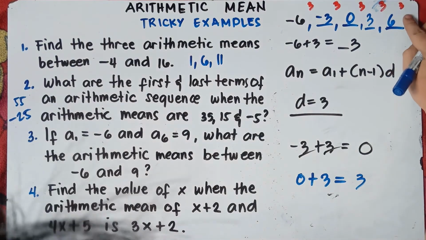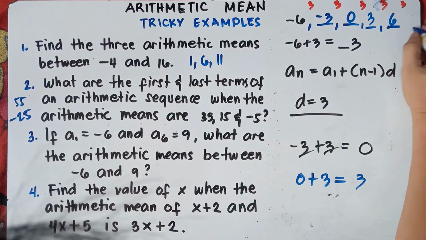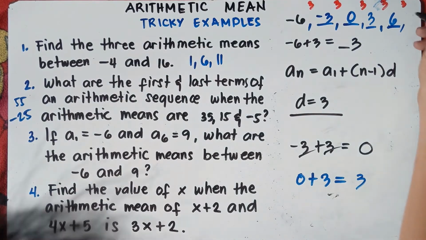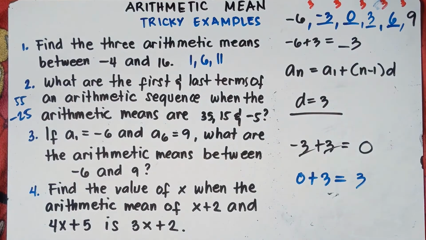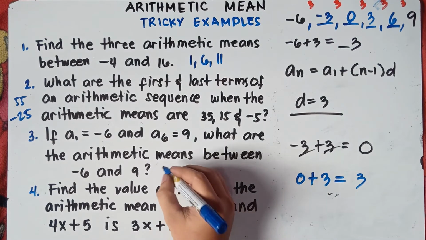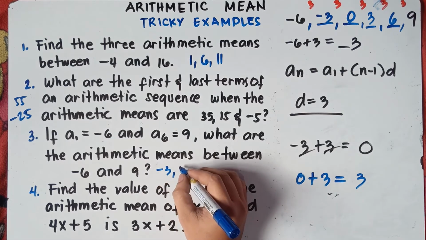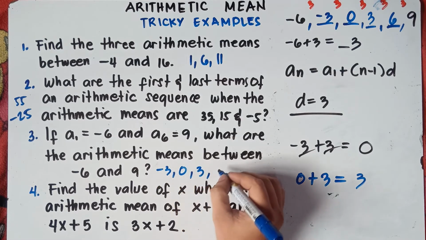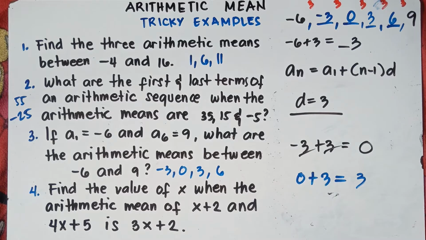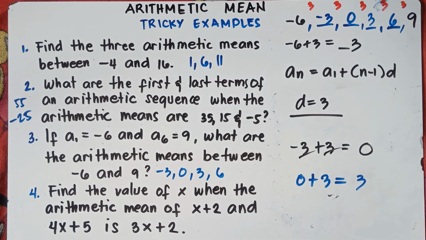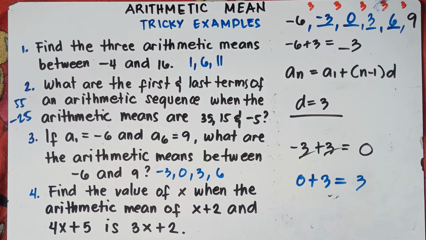So therefore, class, we inserted 4 arithmetic means. So the means, that would be, what arithmetic means? That would be -3, 0, 3, and 6. Alright, so that's it for number 3. Quite tricky, right? Quite tricky, but if you do it step by step, I'm sure you can answer this one.